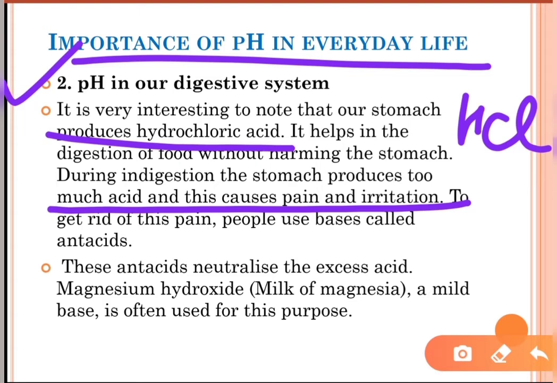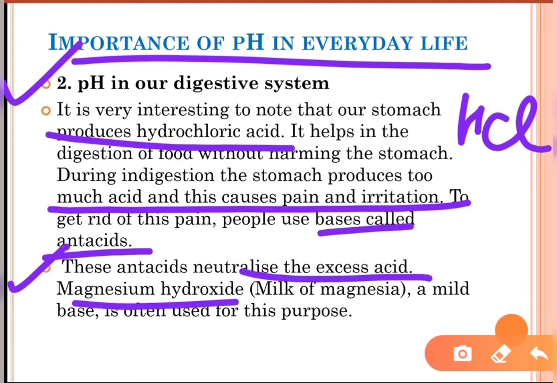To get rid of this pain, people use bases which are known as antacids. These antacids neutralize the excess acid of our stomach. Examples of antacids are magnesium hydroxide, that is milk of magnesia, or ENO, which is a mild base, often used for this purpose.